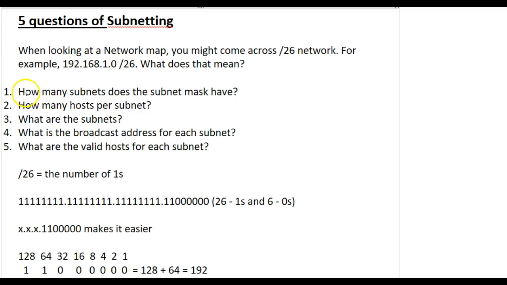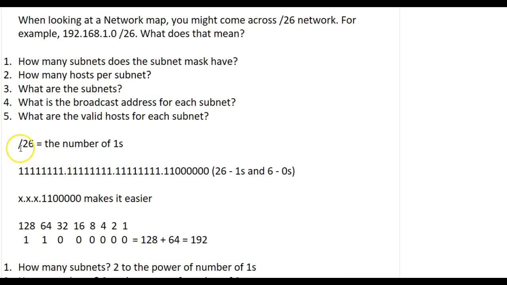So we ask these 5 questions. How many subnets does the subnet mask have? How many hosts per subnet? What are the subnets? What is the broadcast address for each subnet? And what are the valid hosts for each subnet? And so again, the /26 represents the number of ones. And again, we went through converting decimal into binary. So you can just lay out the subnet mask.